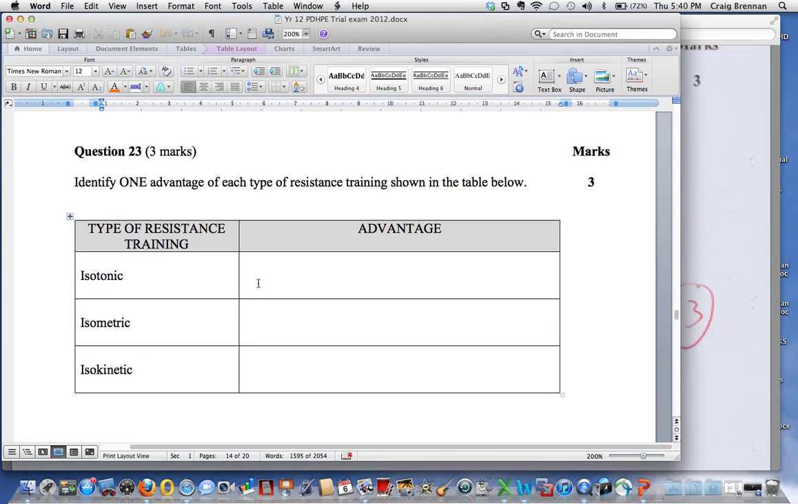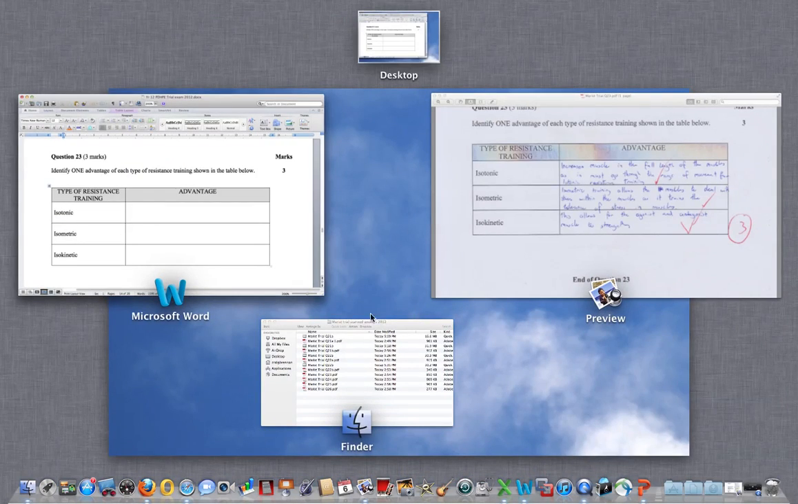Question 23 looks at the following table. We're asked to identify one advantage of each type of resistance training shown in the table below. It's worth 3 marks. So isotonic, isometric, isokinetic. You need to give an advantage of each. So we can go on.